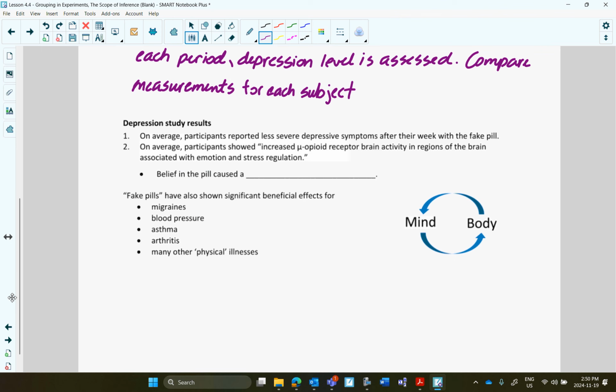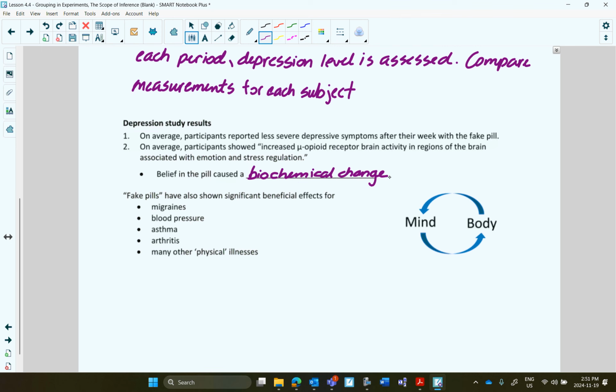So what happened as a result here? On average, participants reported less severe depressive symptoms after their week with the fake pill. It said week in here, but I changed it to month, because medication usually takes longer than a week. On average, participants showed increased new opioid receptor brain activity in regions of the brain associated with emotion and stress regulation. Basically, they believed in this pill and it caused some kind of biochemical change where they felt better.